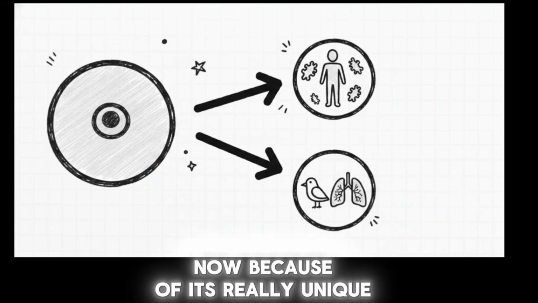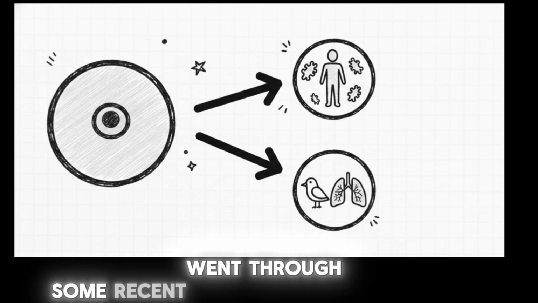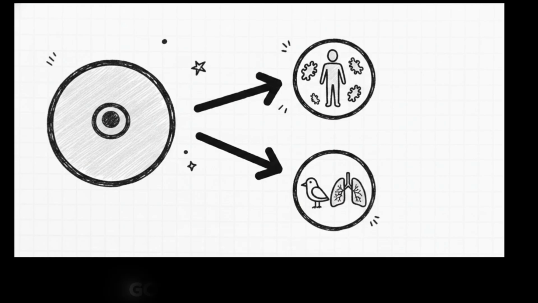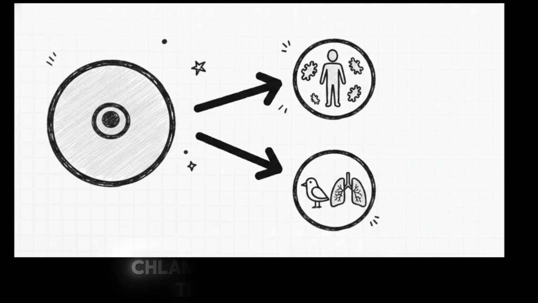Now, because of its really unique genetic quirks, the family Chlamydiaceae went through some recent taxonomic restructuring, splitting into two primary genera. First, we've got the genus Chlamydia, which holds the major human pathogenic species, Chlamydia trachomatis. That is our main focus today.